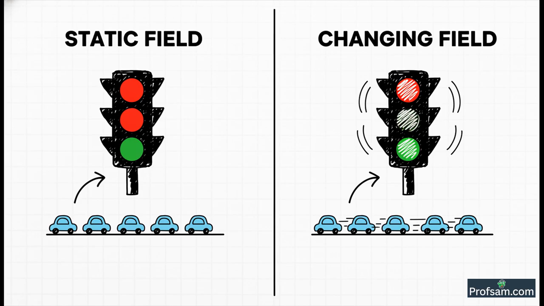All the cars immediately start to move. You see? It's the change in the signal that makes them move. It's the same thing here. It's the change in the magnetic field that gives the signal for the electric charges to start moving, and that moving charge is what we call current.